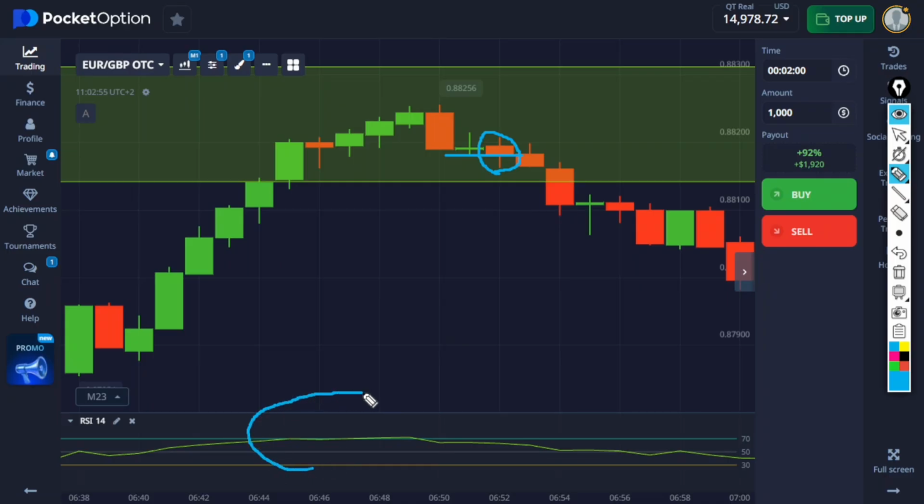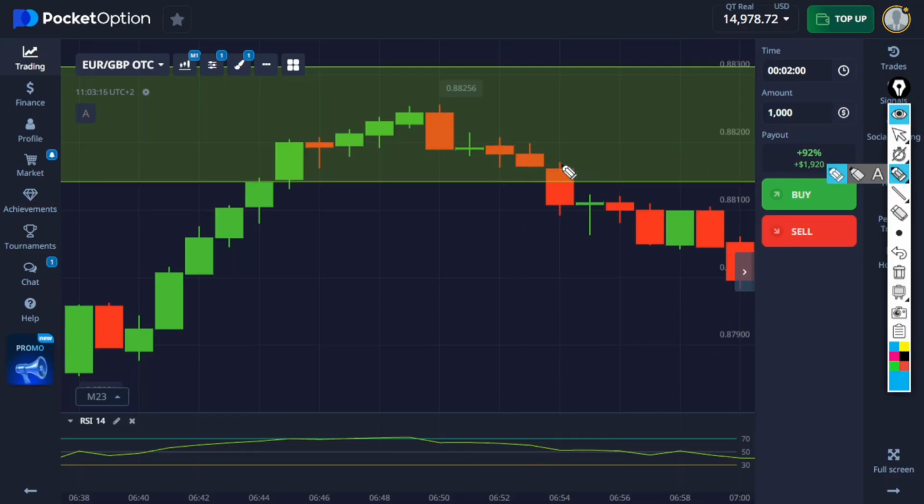We can see that the RSI pushed up above the 70 level into the overbought zone. And as soon as we got that break of structure, as you can see, the RSI started to drop below the 70 level off that overbought zone. And that would be confirmation number 3.